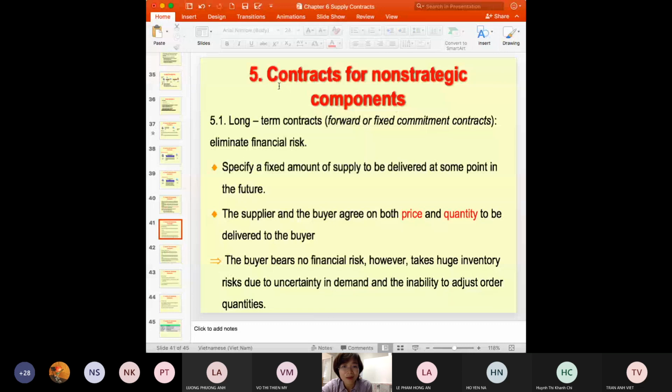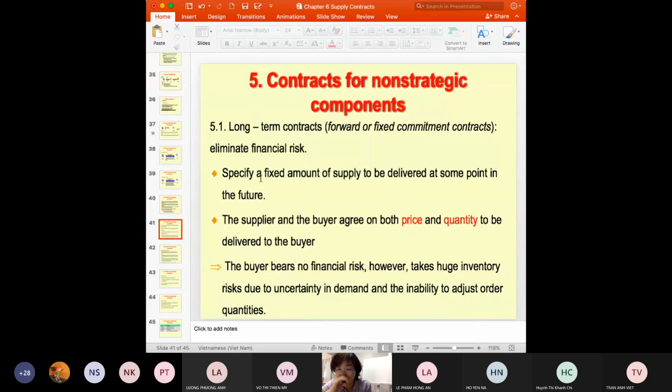Everyone, so we stop at the contracts for non-strategic components and continue in the next class. What do you think? Agree? Hello? No one in my class? Okay, I think it's okay to stop here.